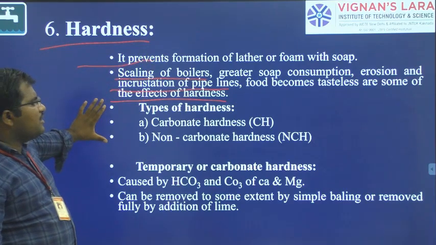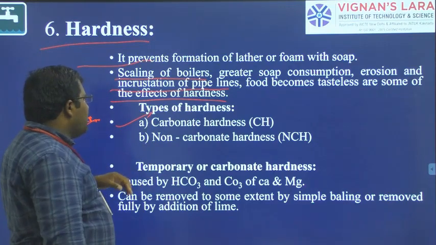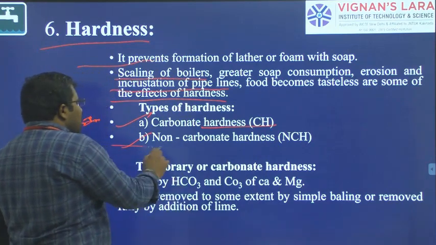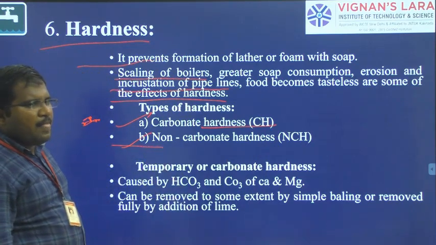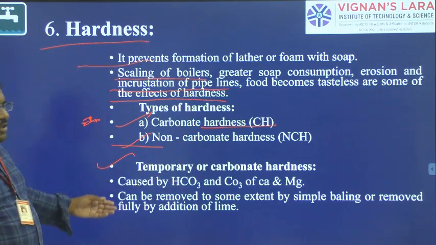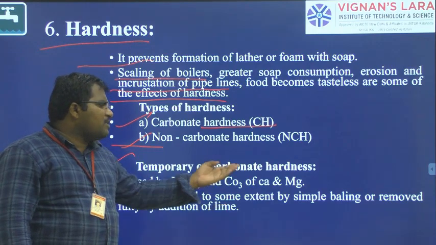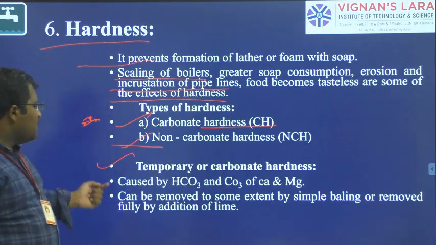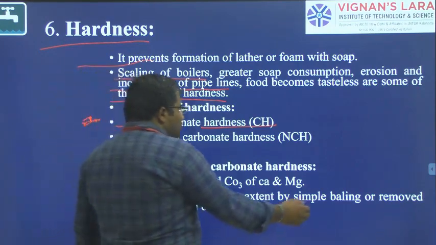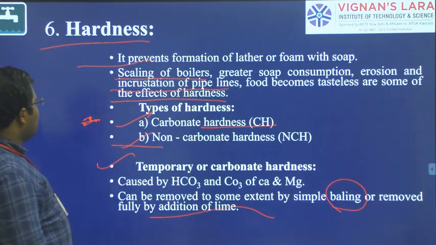Next, hardness is classified into two types. One is carbonate, another one is non-carbonate, right? Carbonate hardness we can also call temporary hardness. Non-carbonate hardness is called permanent hardness. Temporary or carbonate hardness is caused by the bicarbonates of calcium and magnesium, right? It can be removed to some extent by simple boiling or addition of lime. By using lime we can remove the temporary hardness.